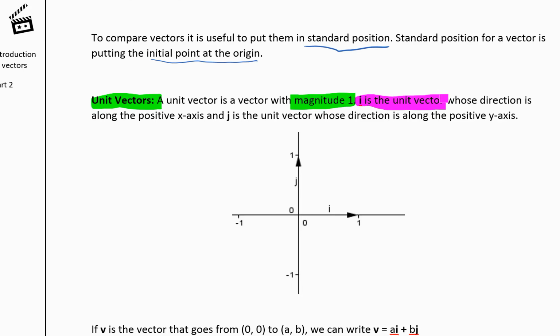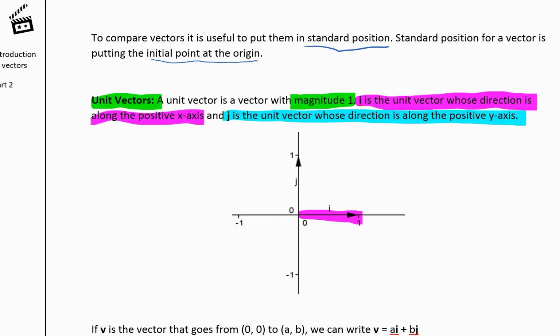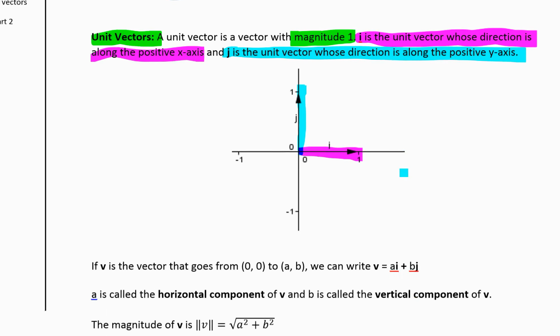I is the unit vector whose direction is along the positive x-axis. So that would be this vector right here. And J is the unit vector whose direction is along the positive y-axis. So that would be this. And by putting those two vectors together in different ways, we'll be able to write any vector.